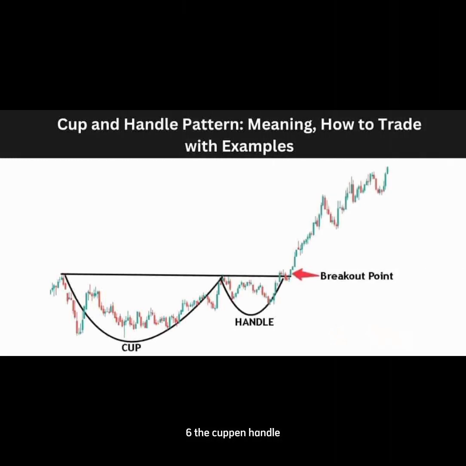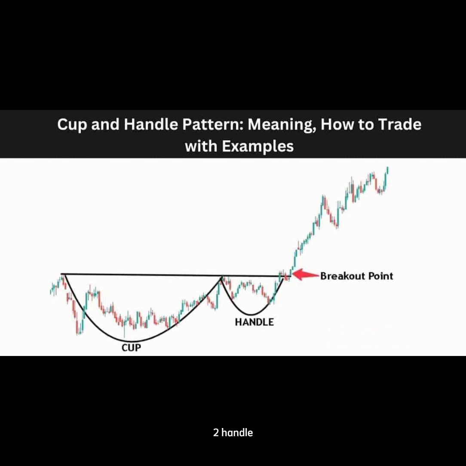6. The cup and handle. The cup and handle is another bullish continuation pattern that traders often look out for, especially in stock markets. It resembles its name quite literally. 1. Cup, a rounded, bowl-shaped formation that typically forms after a strong advance. This curved shape suggests a gentle consolidation or a period of profit-taking before the trend tries to continue upward.